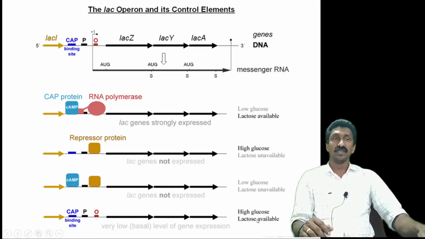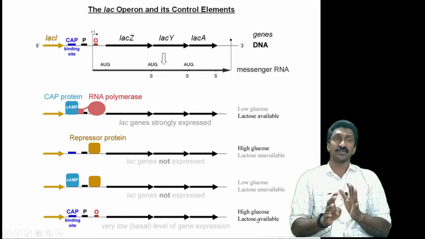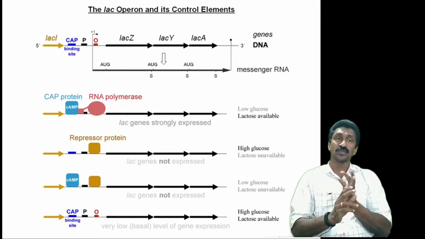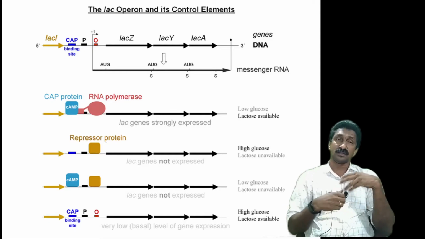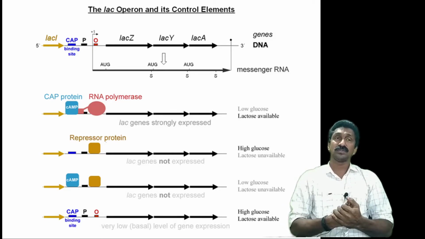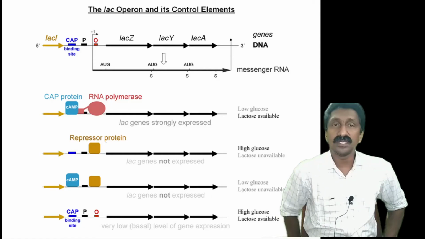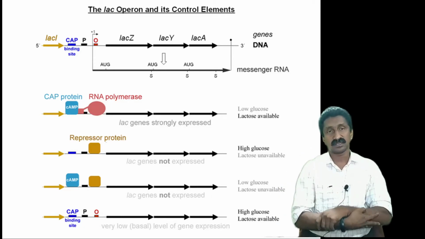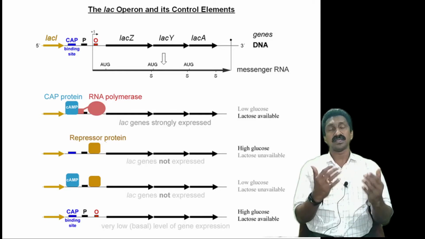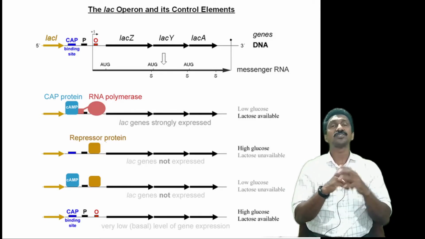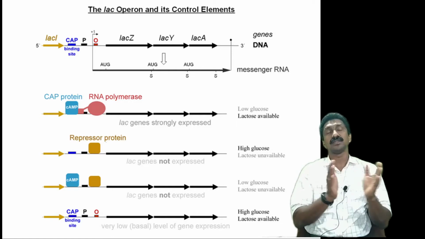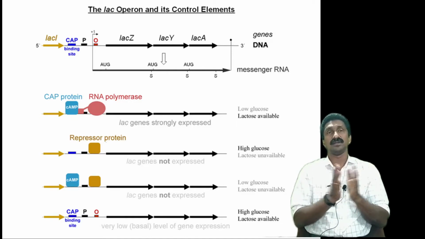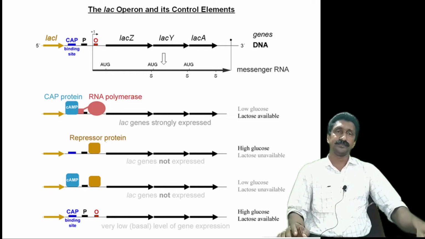All the promoter and operator regions and CAP binding sites will be empty in the case of high glucose and high lactose. So if you can explain these four conditions, that is, no glucose and no lactose, high glucose and no lactose, then high lactose with no glucose, then high glucose and high lactose, all these different conditions can be simultaneously assessed for understanding the positive regulatory mechanism and negative regulatory mechanism in case of the lac operon.